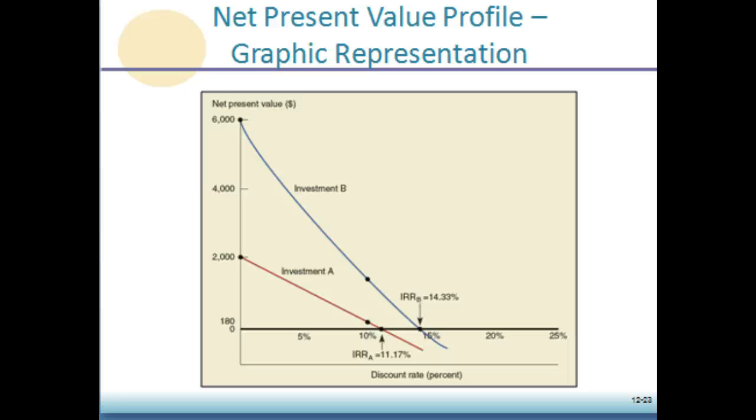Three characteristics of an investment are needed to apply the net present value profile. 1. The net present value at a zero discount rate. 2. The net present value of the project at the normal discount rate or cost of capital. And 3. The internal rate of return for the investment.